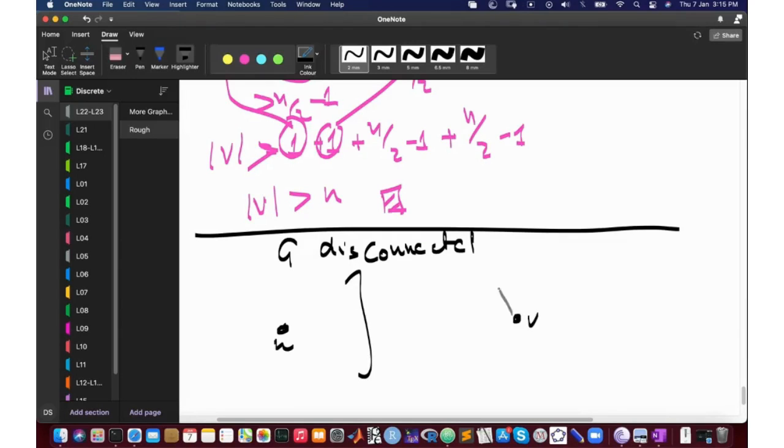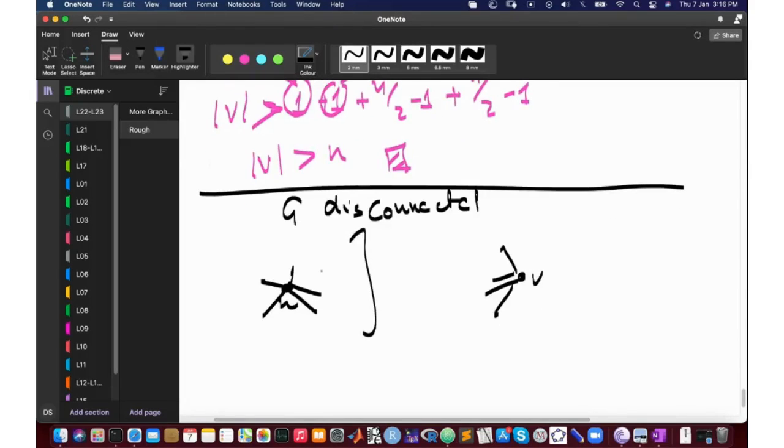I don't know what V is connected to. I don't know what U is connected to, but it's possible that U is connected to some vertices and V is connected to some vertices. I don't care. Let's call the component which contains U X, and let's call the component which does not contain U Y.